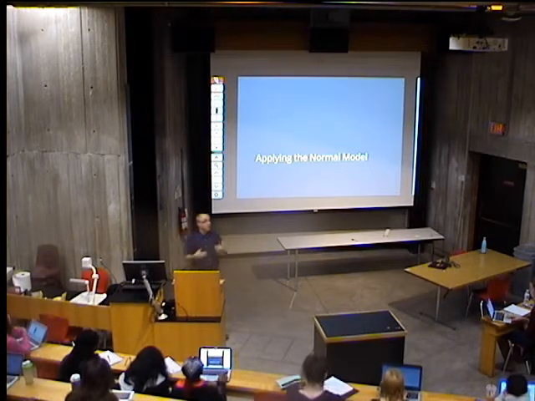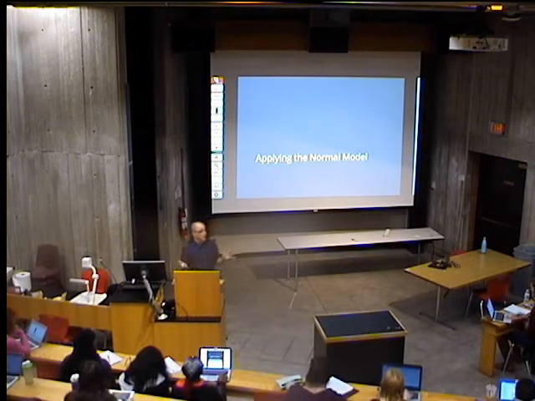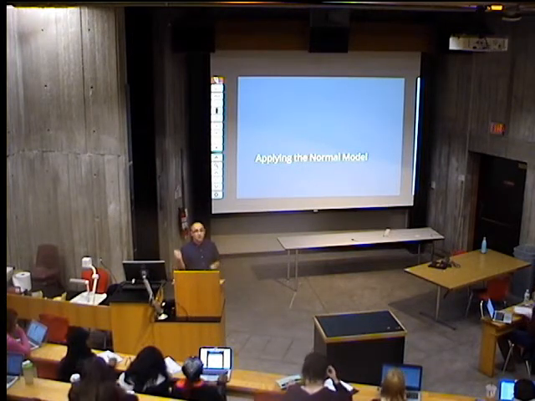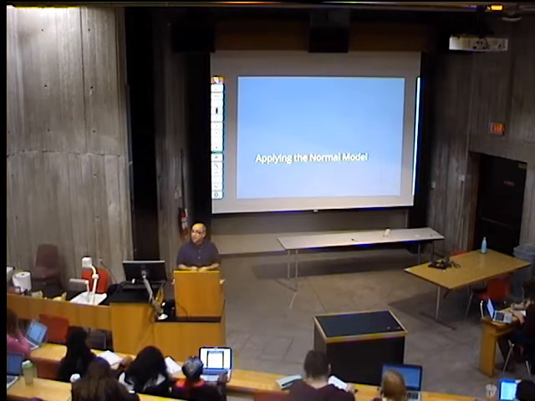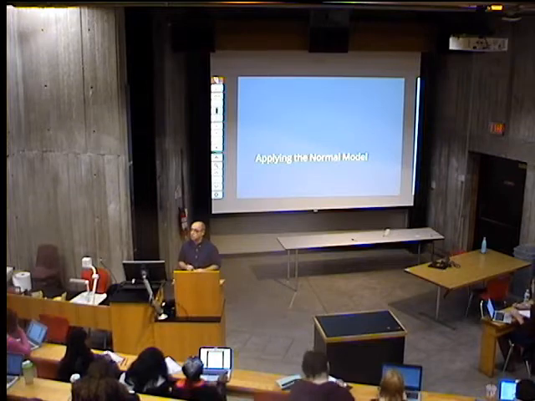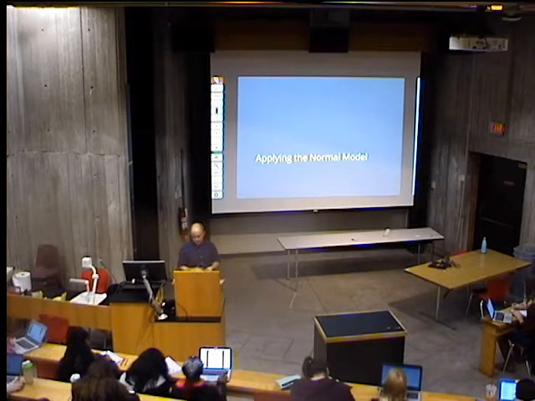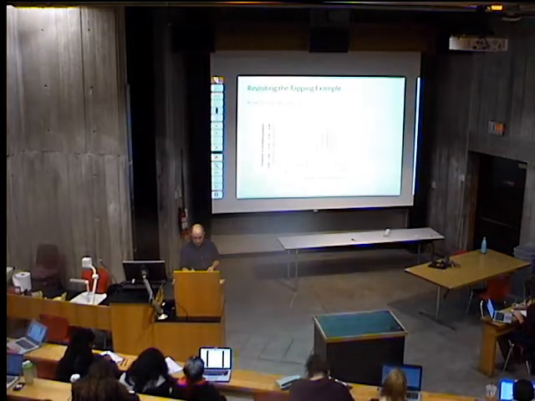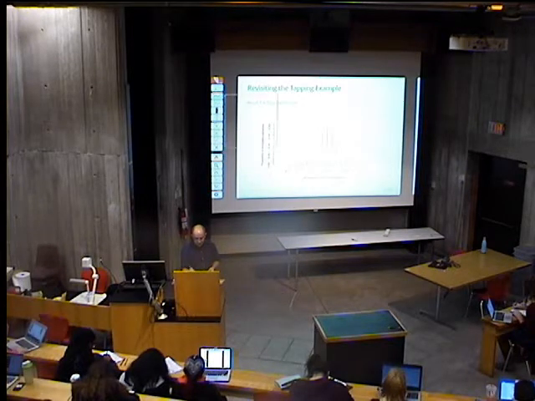The QQ plot is a method for checking normality. That's about it. The last thing we want to talk about from this chapter is application of the normal model to problems and how we go about doing this. So let's go back in time a couple of weeks.